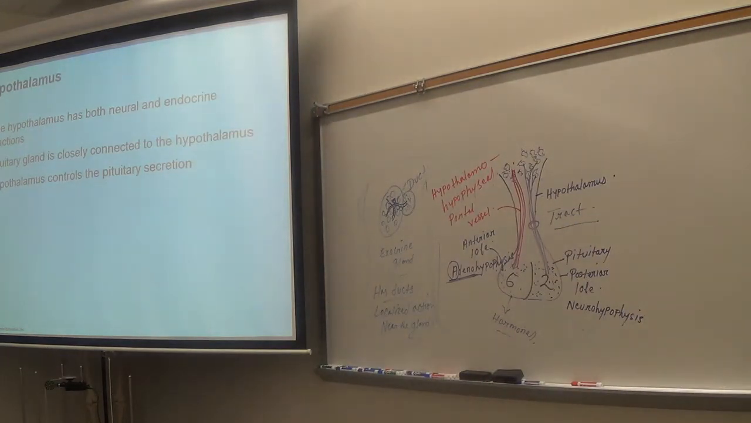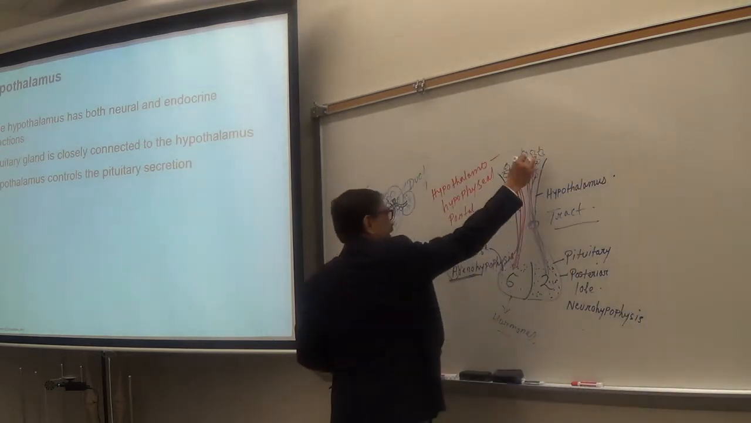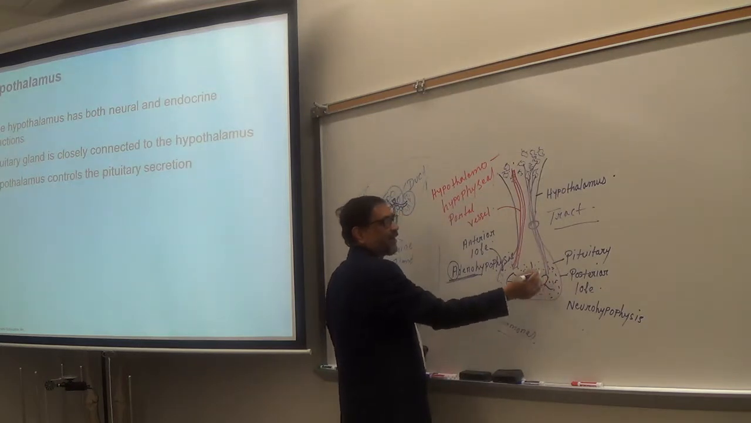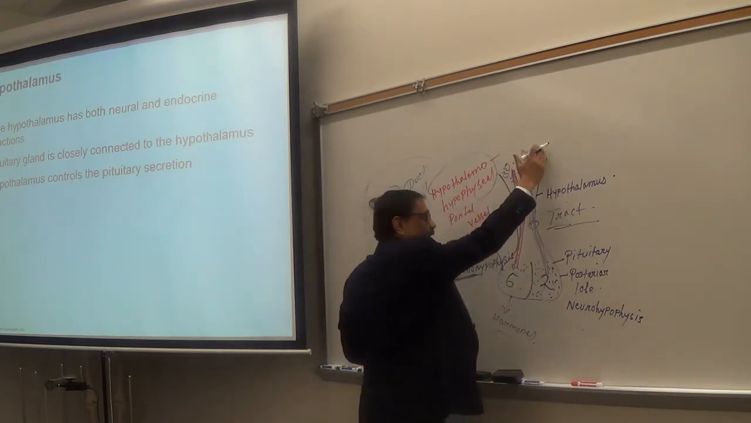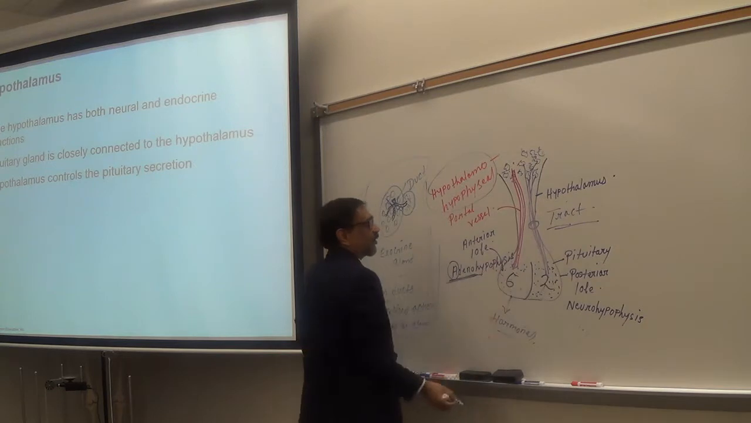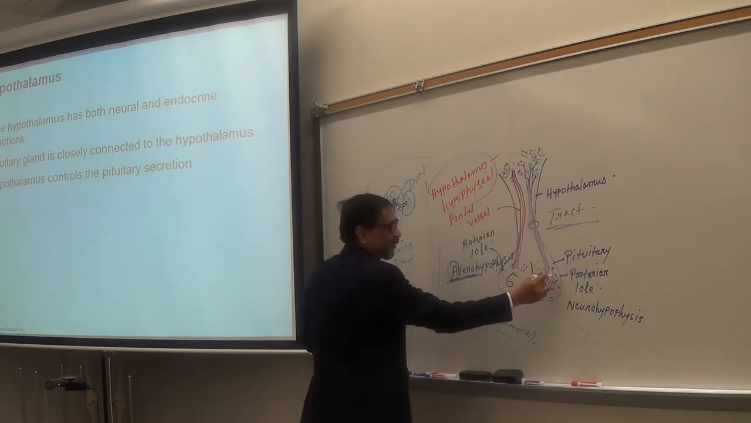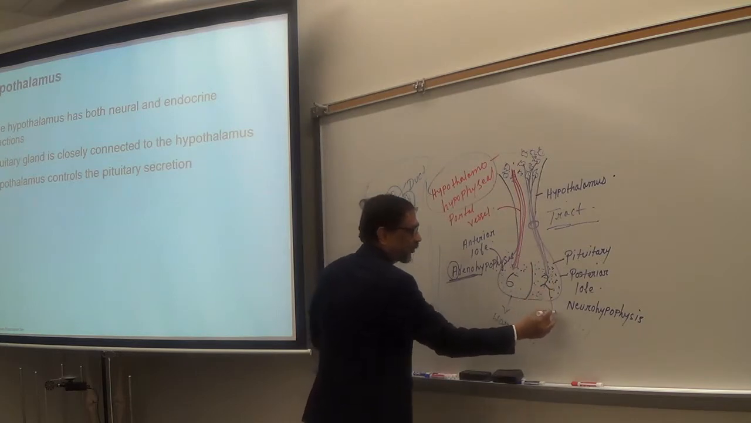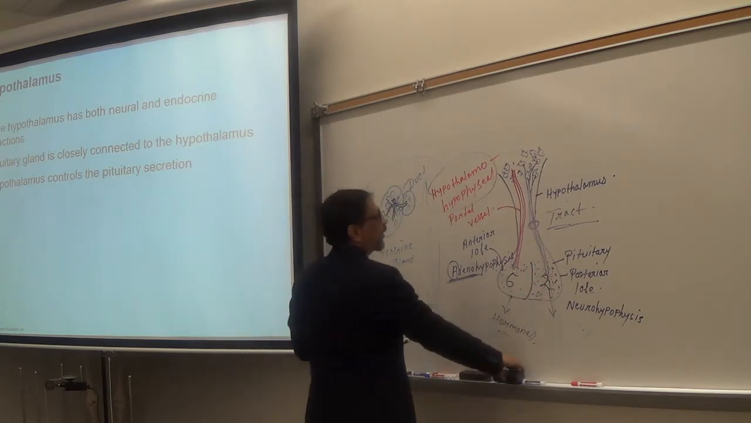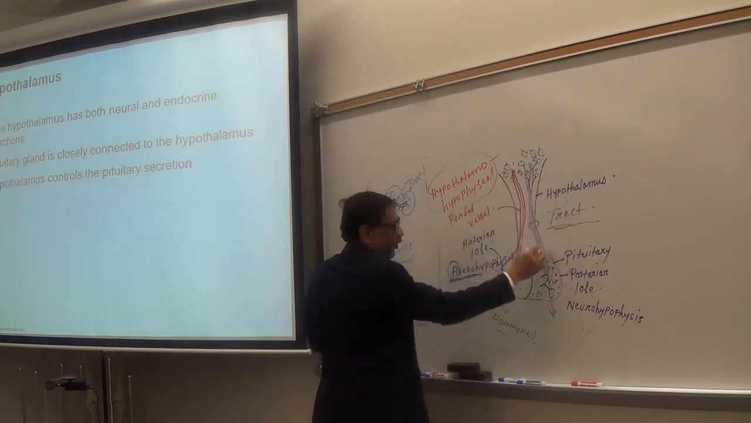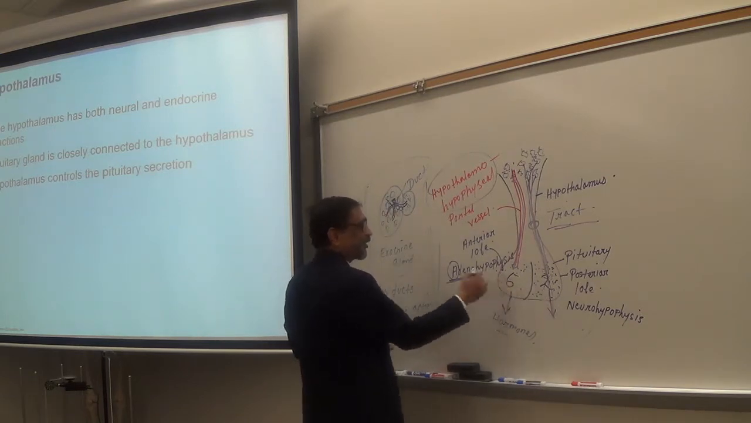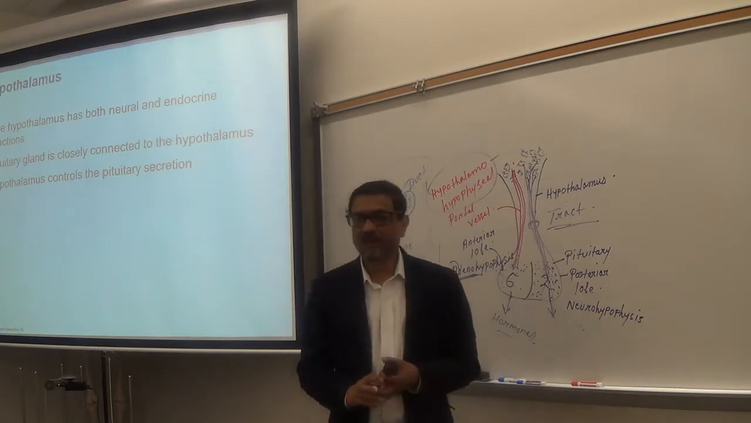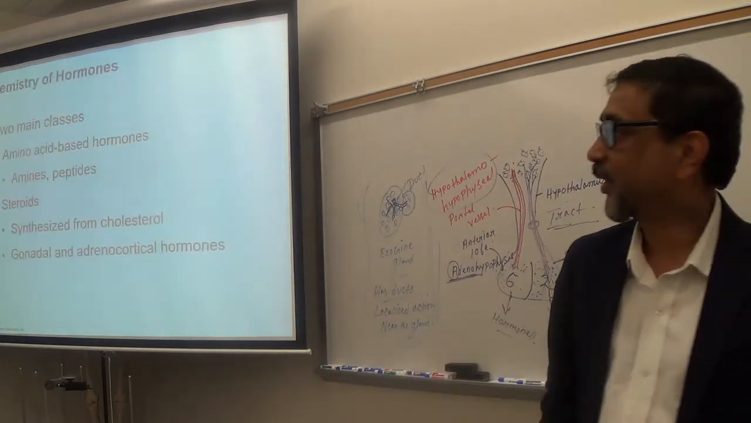So a tract or bundle of axons sends signal from the hypothalamus to the posterior pituitary, and this tract is called hypothalamo-hypophyseal tract. So from the axon terminal, the releasing factors are released here, and that will tell the posterior pituitary to release the hormone. Okay. So these two hormones are released from the posterior pituitary, and 6 hormones are released from the anterior pituitary.